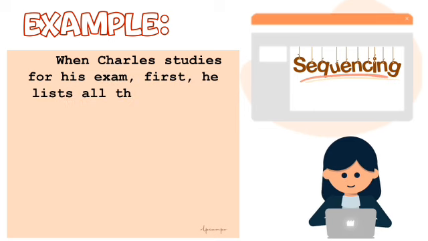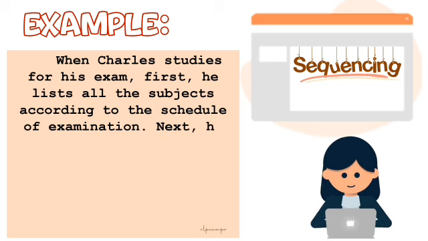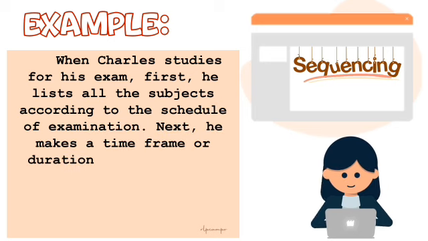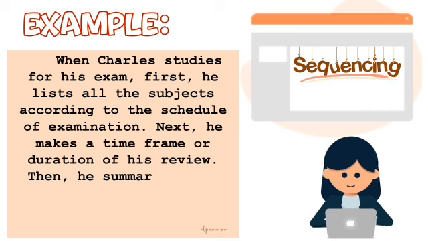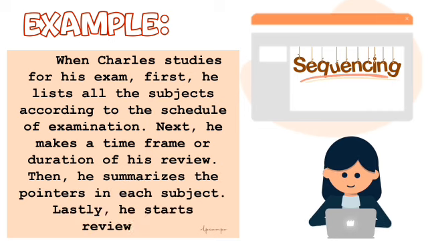When Charles studies for his exam, first, he lists all the subjects according to the schedule of examination. Next, he makes a time frame or duration of his review. Then, he summarizes the pointers in each subject. Lastly, he starts reviewing. This example shows how Charles sequenced his review routine using the words first, next, then, and lastly.